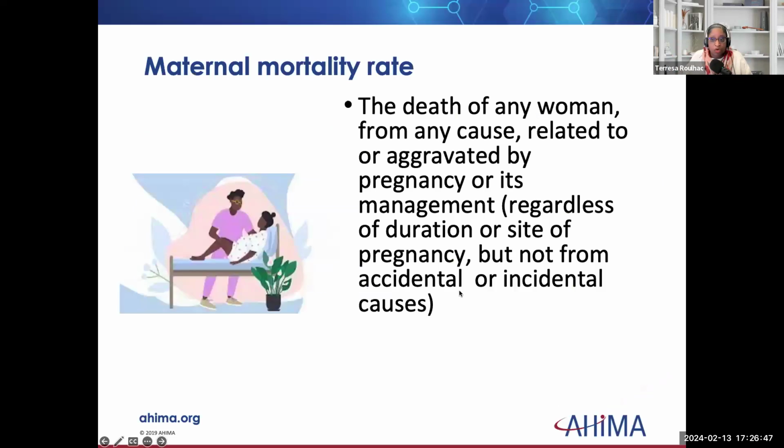Okay, we're almost done with this chapter. We also look at maternity mortality rate.